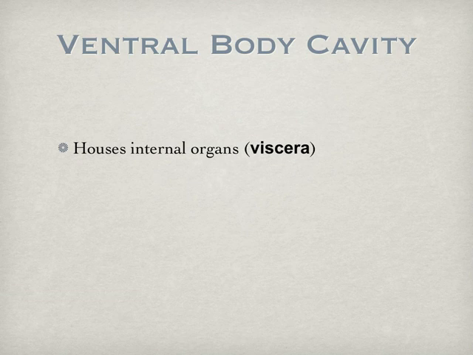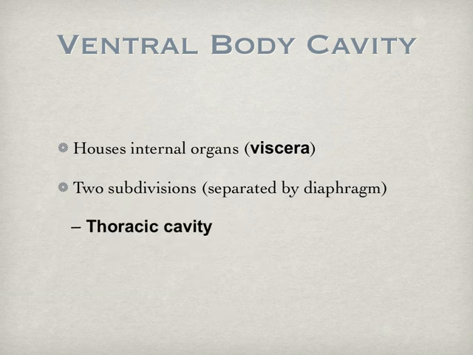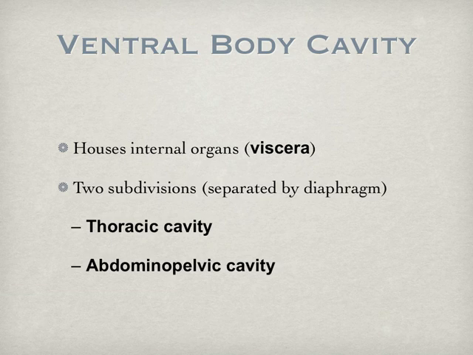The ventral body cavity holds most of the body's internal organs, sometimes referred to as your viscera, and it's actually separated into a top and a bottom part, and the dividing line there would be the diaphragm. Above the diaphragm, we find the thoracic or chest cavity. Below the diaphragm, we find a region that's sometimes referred to as the abdominopelvic cavity. Sometimes the abdominopelvic is broken into abdominal and pelvic, and we'll talk about each of those in their own turn.